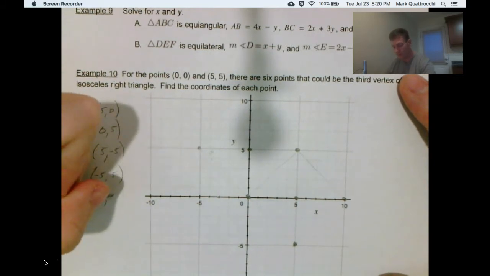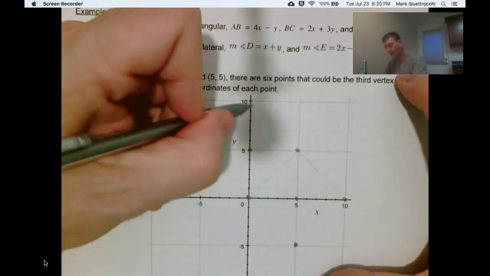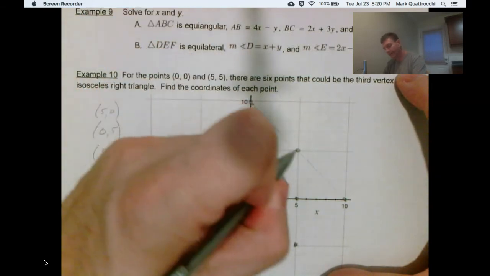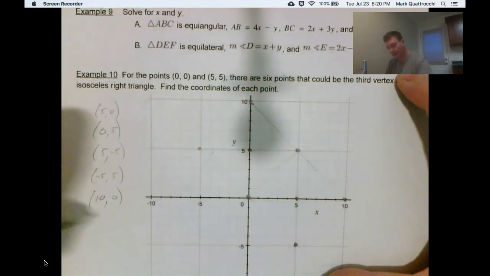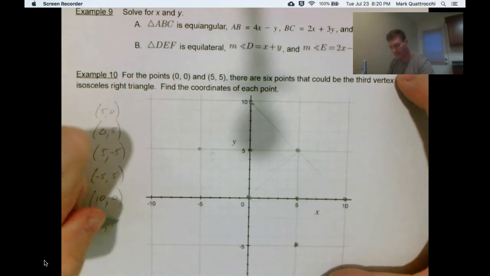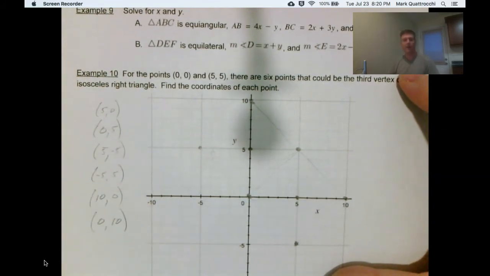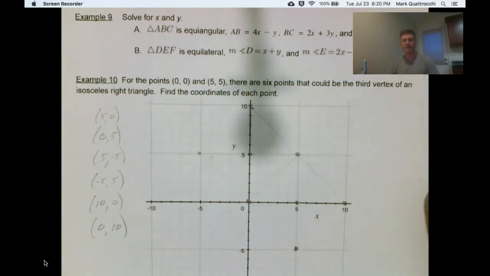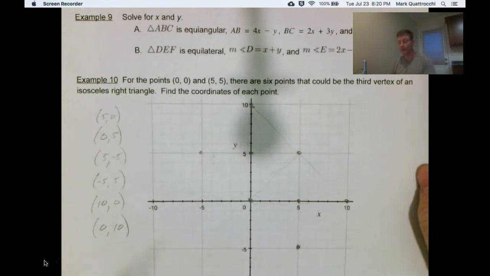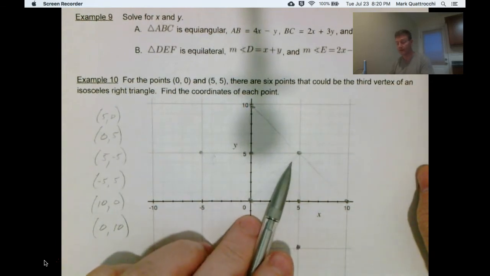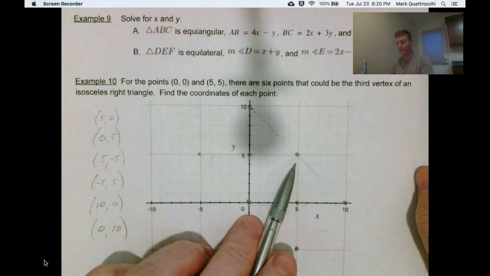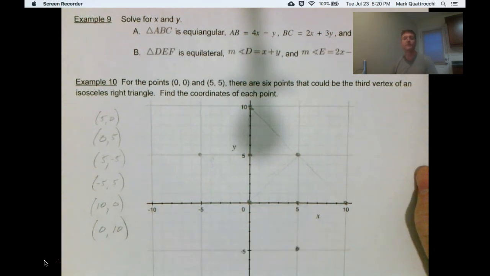10, 0, or 0, 10. And there are these 6 points that could be used for the third vertex, making an isosceles right triangle. Again, not just isosceles, but also right angle here and here. That's 45. That's 45. Okay?